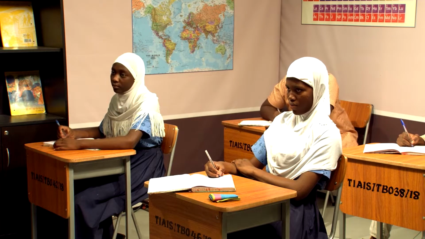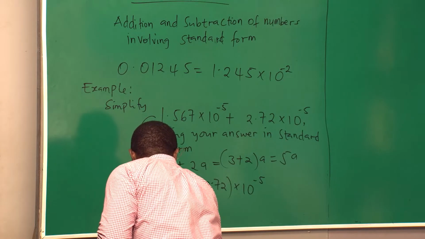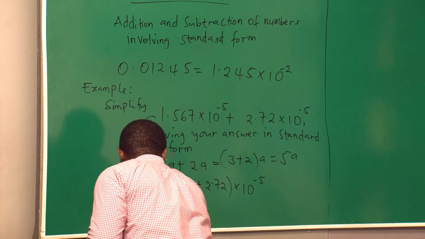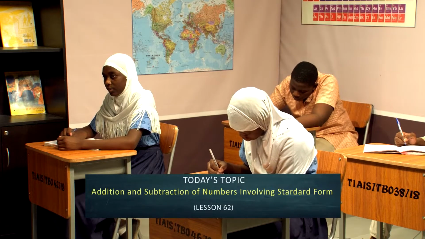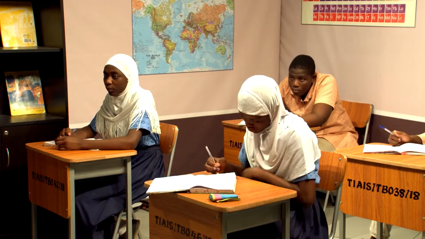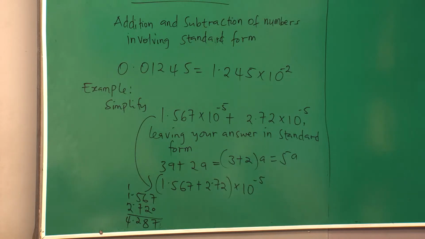Asifa, what do you get? 7, 8, 2 remainder 1, 2... 4. So what's your answer? 4.287 times 10 exponent negative 5. So the answer is 4.287 times 10 exponent negative 5.